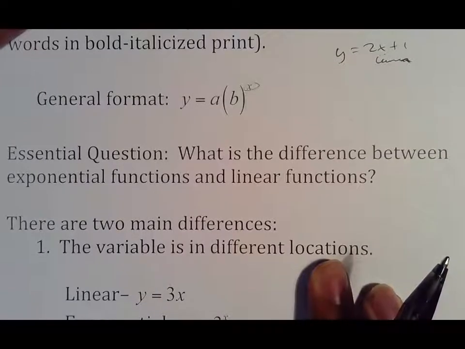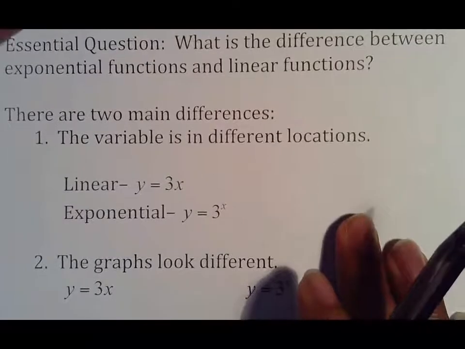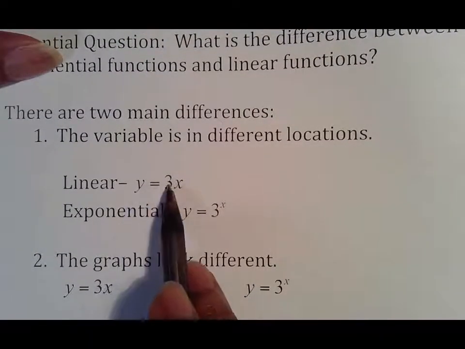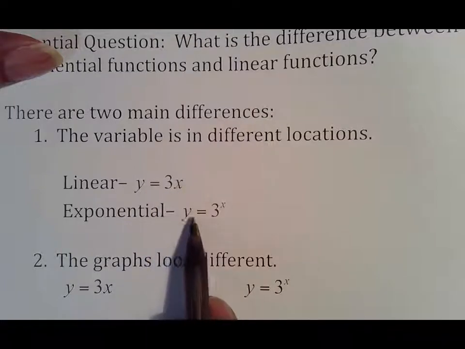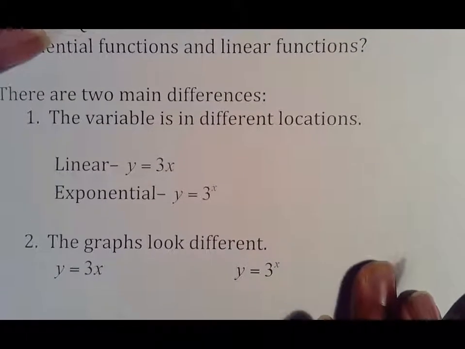What is the difference between exponential and linear? Well, the main difference, there are two. First off, the variable is in a different location. So y equals 3x has the variable right next to the 3, while y equals 3 to the x has a smaller x. You have to kind of train yourself to make sure you're ready for that.